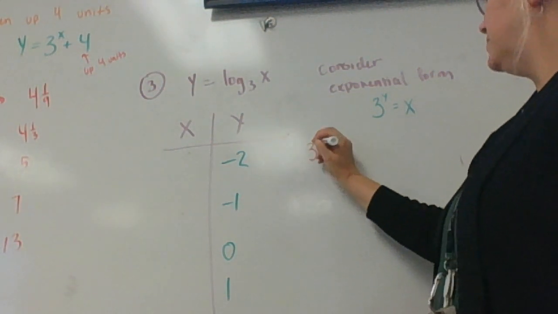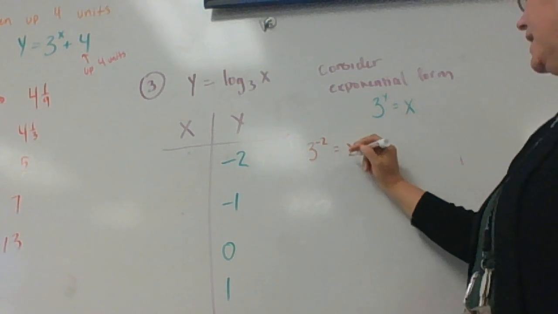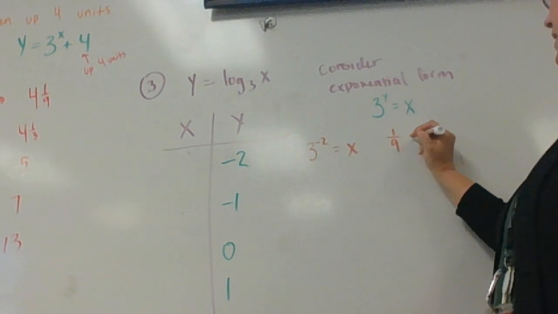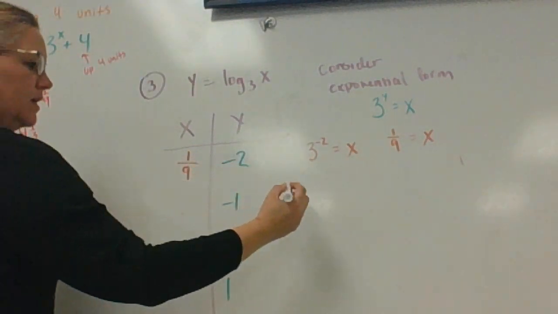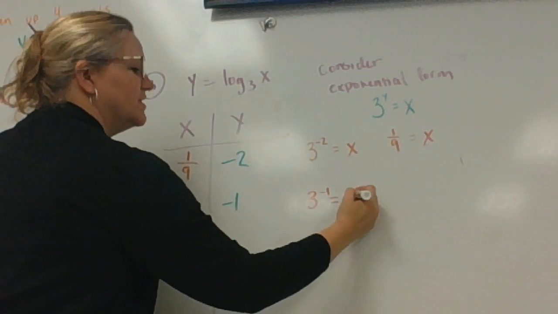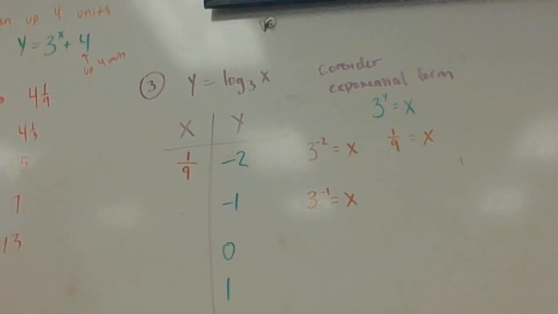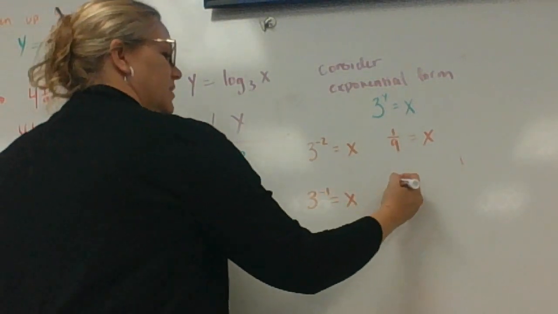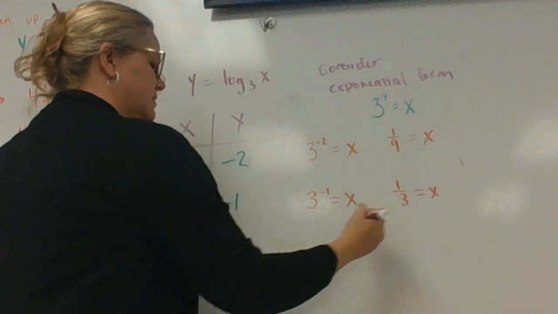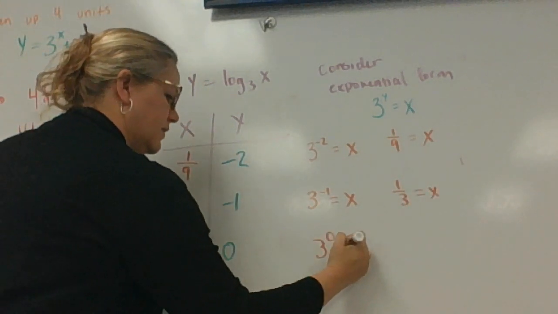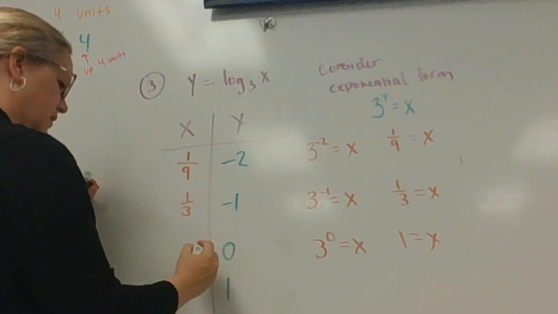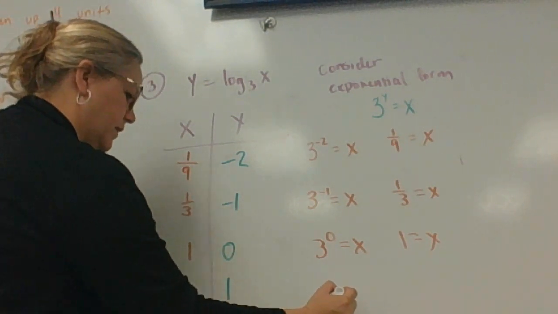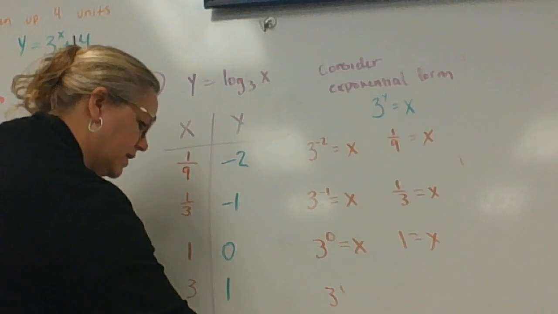All right, so 3 to the negative 2 is x. That means 1/9 is x. You have the answer immediately. Switch the table. 1/3 is x. 3 to the 0 is x, so that's a 1. 3 to the first, and 3 squared.